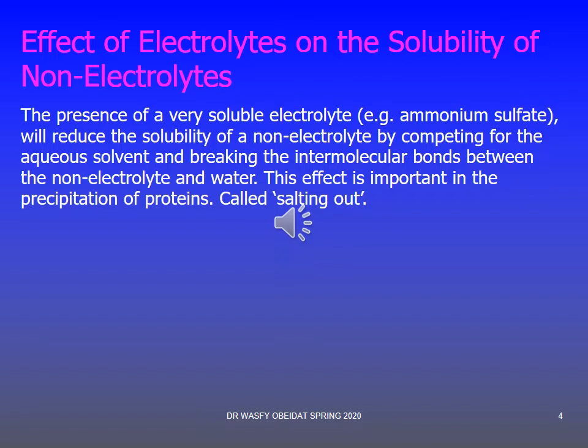Now, what happens if a very soluble electrolyte, such as ammonium sulfate, is added to a solution of non-electrolytes? Ions of highly soluble electrolytes, such as ammonium sulfate, have a marked affinity for water. So it will reduce the solubility of the non-electrolyte by competing for the aqueous solvent and breaking the intermolecular bonds between the non-electrolyte and the water. This effect is important in the precipitation of proteins, and this process is also called salting out. We have seen a similar effect when we talked about gas solubility in liquids.